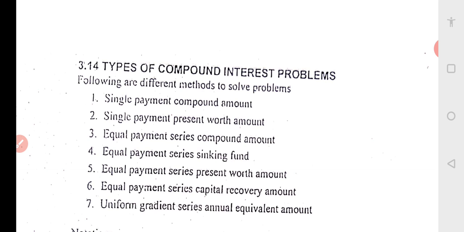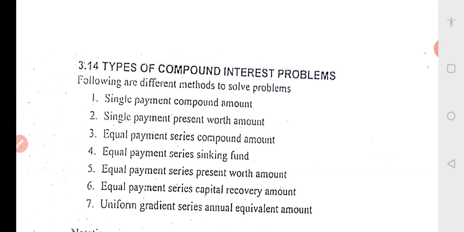And the last one was uniform gradient series annual equivalent amount. Here, in the first 2 cases it was single payment. In the second 2 cases it was like an RD, equal payment. And in the next 2 cases what you have seen is either the present amount, how much I should invest, or if I invest so much, how much I will recover. But the last one, the 7th one, these are all equal.